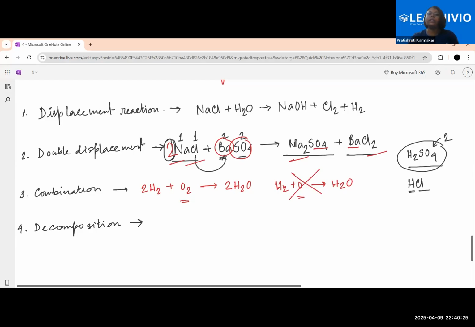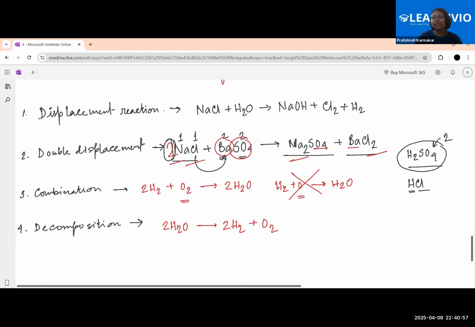So this is a combination reaction. And what will be a decomposition reaction? Electrolysis, where we are separating the atoms from the water molecule. 2H2O, we pass electricity through it. Hydrogen comes out from the cathode and oxygen comes out from the anode. Very good. In decomposition, a compound is getting decomposed or broken.